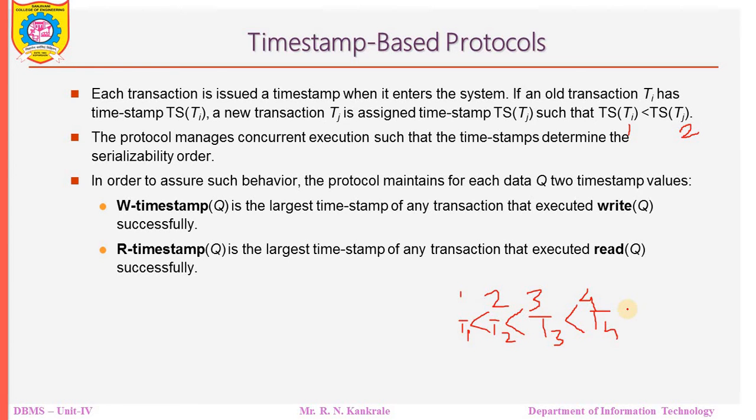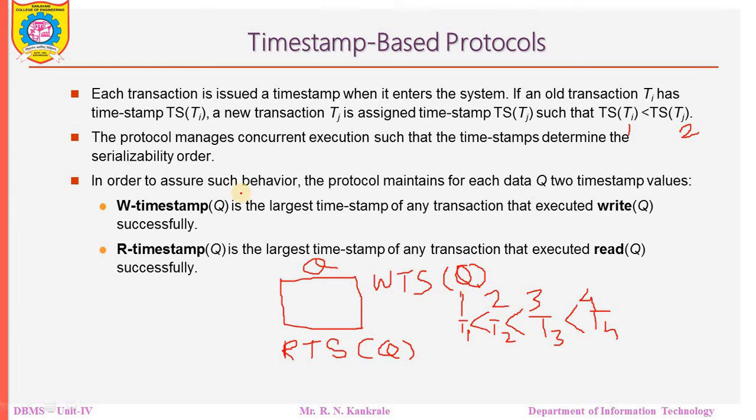So in order to assure such behavior, the protocol maintains for each data item Q two timestamp values. There will be a data item in the database, that is Q, and the value of Q should be consistent. It should not be inconsistent. For this data item Q, two timestamps will be managed. The first is called the write timestamp of data item Q. It is the largest timestamp of any transaction that executed write(Q).